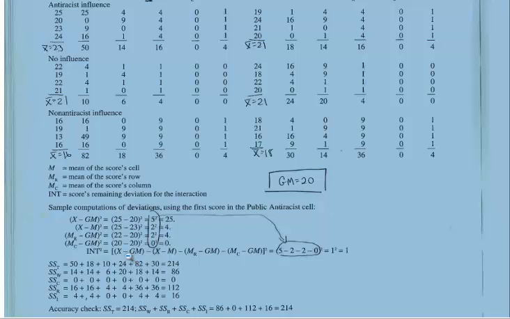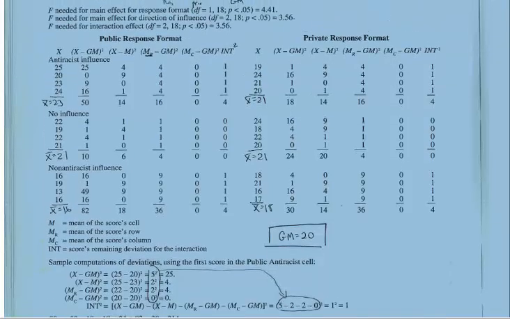To calculate these interaction effects, what we do is we take for each individual person their difference between their observed score and their grand mean, their observed score and their cell mean, their row mean and the grand mean, and their column mean and the grand mean. So if we look at the very first person, this person had a 25. The difference between their observed score and the grand mean is 25 minus 20, which gives us 5. That's this 5 right here.